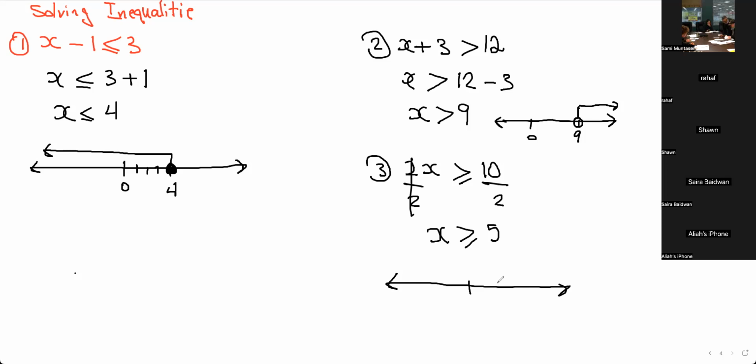That's 0. And the 5, let's say, is right here, 1, 2, 3, 4, 5. You put an open circle and you shade it, because when it's equal with the inequality sign, you shade it. Greater than means this way, and then you just go that way.